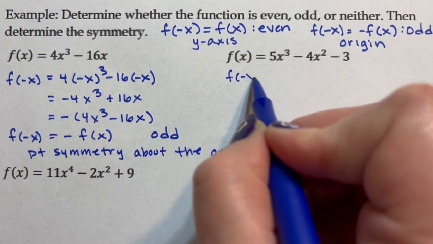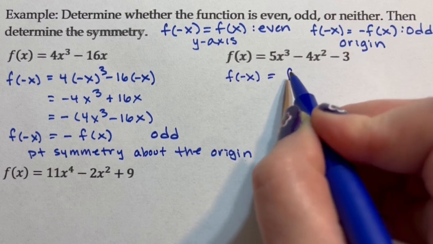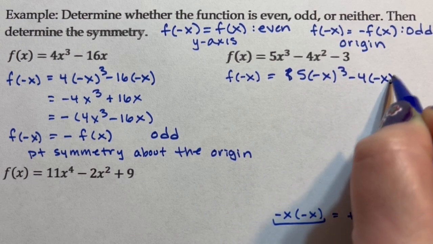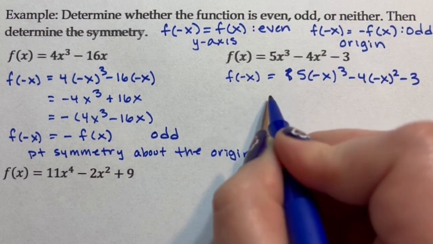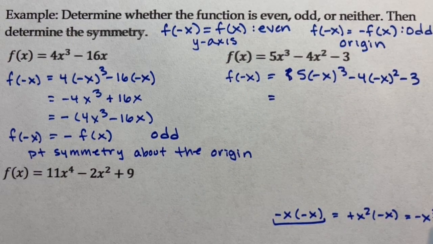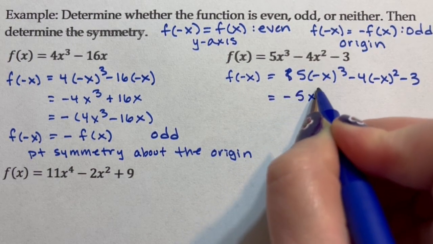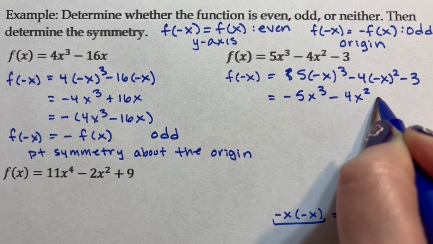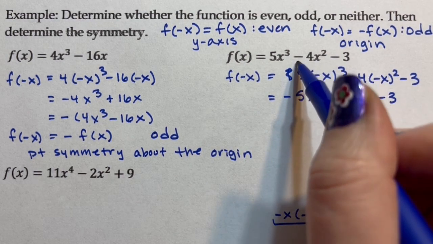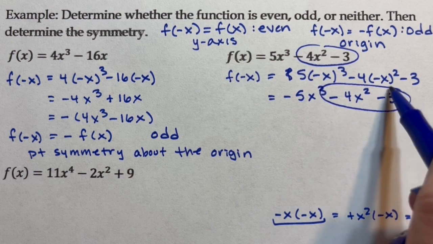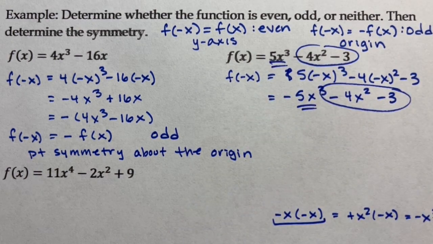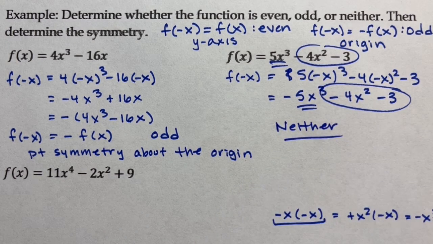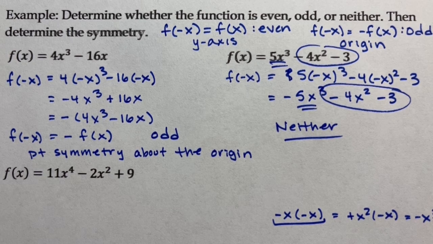This f of negative x is 5 times negative x cubed minus 4 times negative x squared minus 3. Well, we just talked about the negative cubed, so this would be negative 5x cubed. The squared will make this positive, minus 4x squared minus 3. This part is the same. This part is different. Taking out a negative will do nothing. This one's neither. Having two parts the same and one part different does not work.